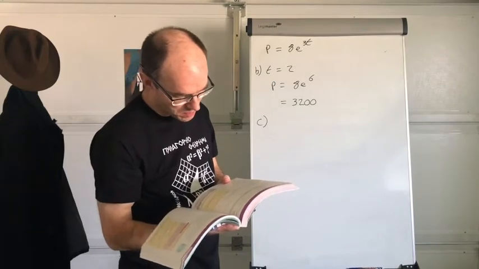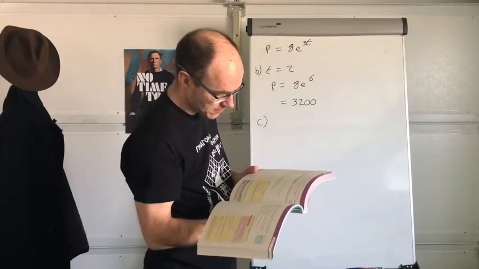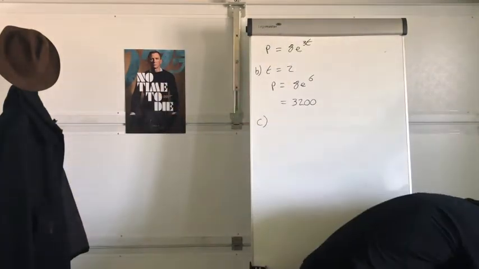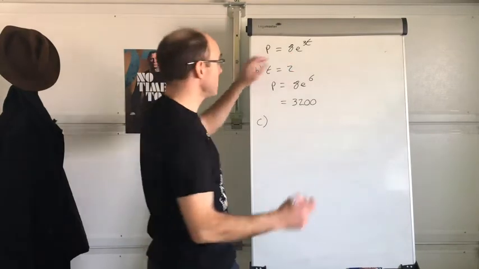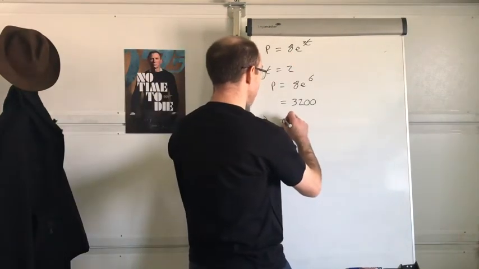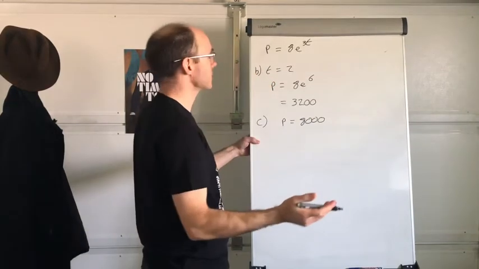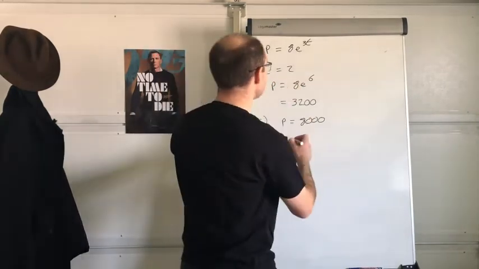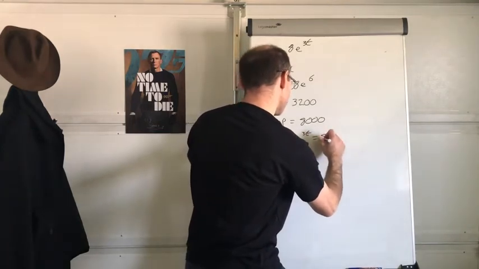Find the time at which the population will be 1,000 times its starting value. Starting value is 8, wasn't it? Remember? So what we're saying is find the time when P is equal to 8,000. So what we want to do is solve 8e^(3t) = 8,000.